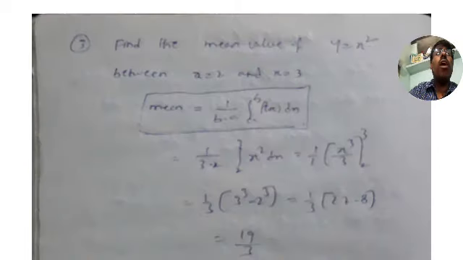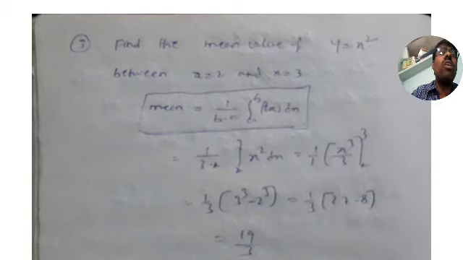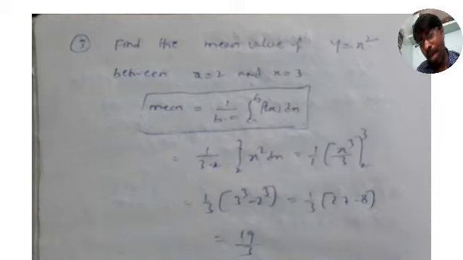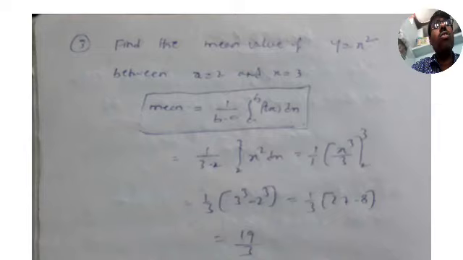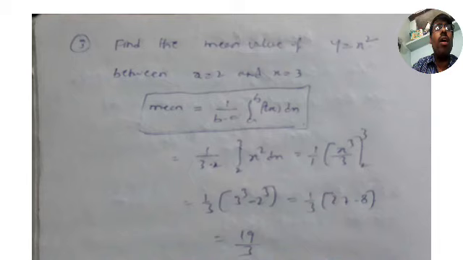This is my third problem. Find the mean value of y is equal to x square between x equal to 2 and x equal to 3. Don't get confused. Sometimes an interval may be given like this, x is equal to 2 and x is equal to 3. Both are the same, that is the interval from 2 to 3. Just substitute, integrate, and you will get the answer. So find the mean value of y is equal to x square between x is equal to 2 and x is equal to 3.